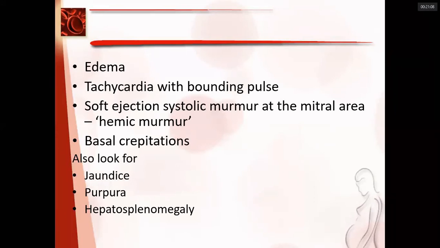Also, for other causes of anemia, there may be jaundice if there is hemolytic anemia or hemolytic disorders. There may be purpura or hepatosplenomegaly, especially in sickle cell anemia, and even in infections like malaria, Kala-azar, and chronic infections. So you should not assume that all anemia in pregnancy is iron deficiency; you have to exclude other causes as well, even if they are less common.